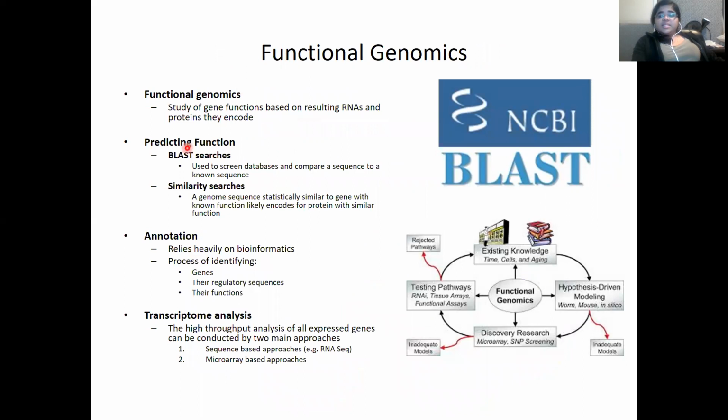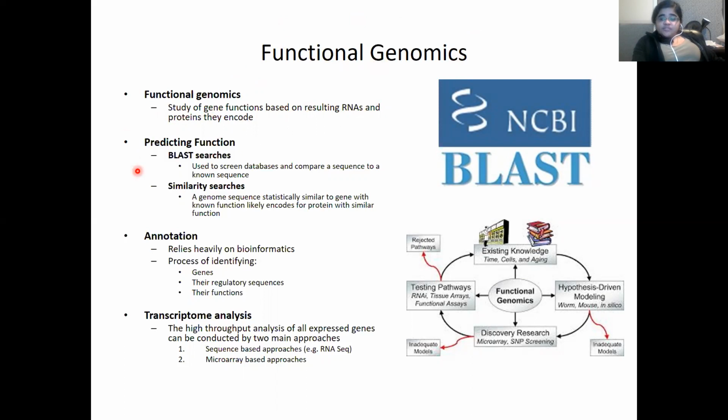So this is how we come into functional genomics, because we figured out how many of these genes there are, and the project itself gave rise to what is called functional genomics. Functional genomics is the study of gene functions based on resulting RNAs and proteins they encode. So it's trying to understand different genes and how they work, essentially.